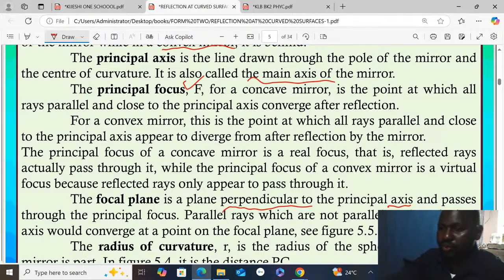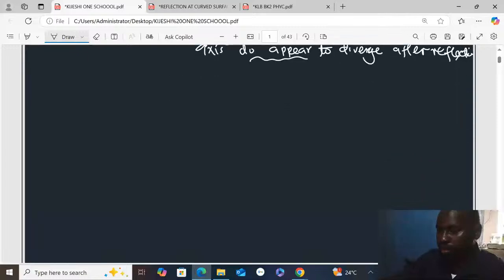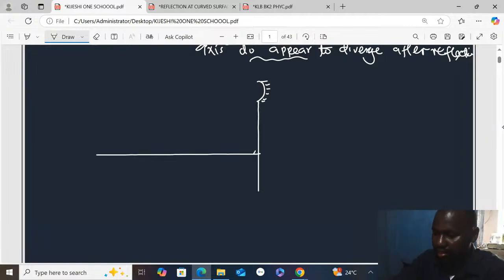So maybe I can draw this one. If I pick this one to be the concave mirror, and this one becoming my principal axis, then I say that this is my F and this is my C. Then now we can draw a perpendicular plane, this one. So this is F, this is C, and this is P.